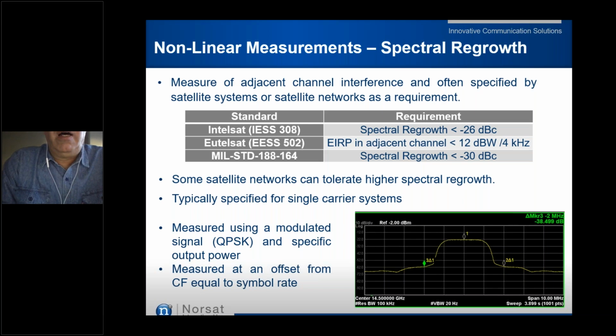So how do you measure it? You measure it using a modulated signal, typically QPSK, at some specific output power. You insert a QPSK signal, increase the power until you get a certain output power, and then you measure the sidebands. You can see the sidebands as the shoulders on the side of the plot to the right here, and you measure at an offset equal to the symbol rate. In this case, it's a 2 megasymbol carrier, so we're measuring 2 megahertz, basically the symbol rate from the center frequency. That's typically the definition that we use.